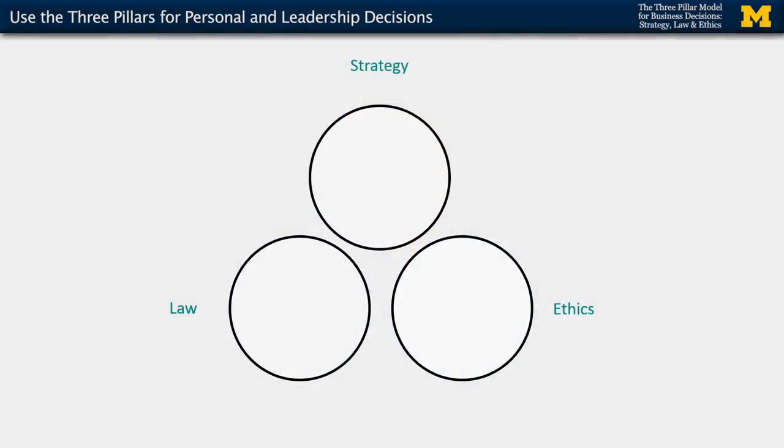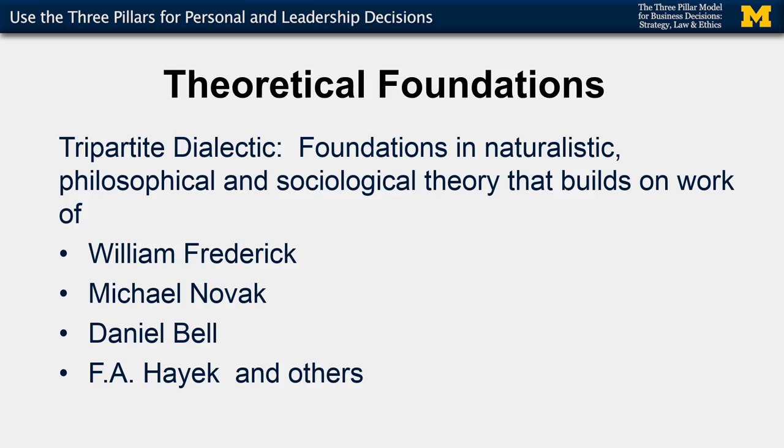In this module, I'm going to introduce you to the course and also provide an overview of the course. This course focuses on these three pillars, which are important in most forms of decision making: the law pillar, the strategy pillar, and the ethics pillar. And we're going to start by looking at how these three pillars relate to a personal decision and a leadership decision. But then we're going to focus mainly on how they relate to business decision making.